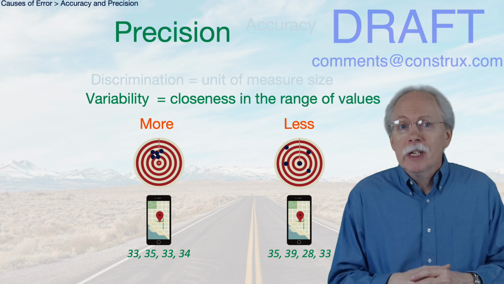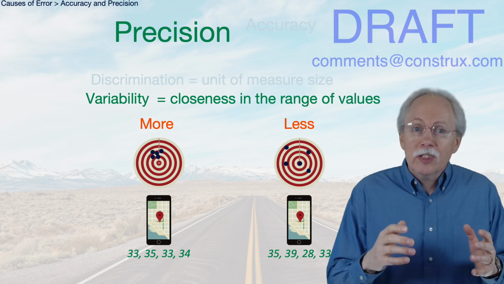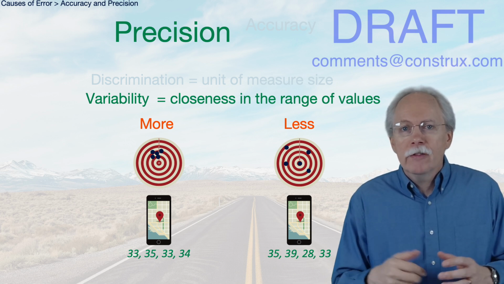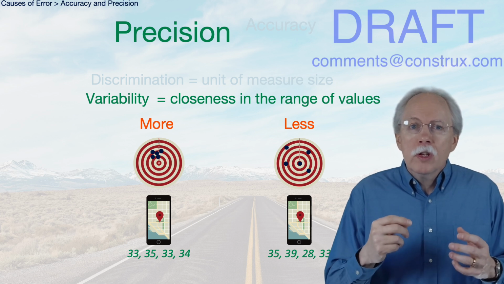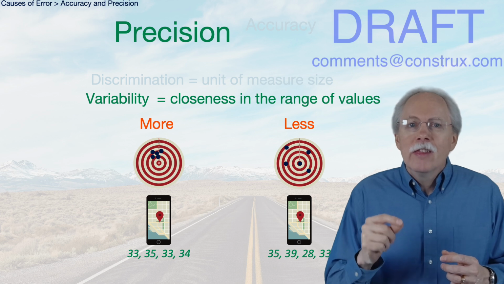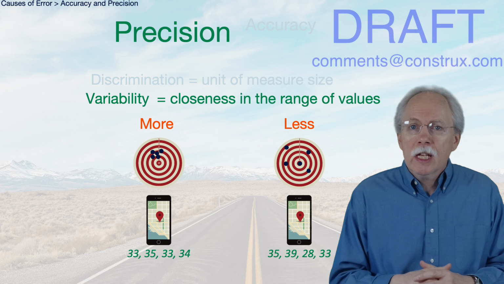Same thing if you look at multiple readings from a GPS system. If the variation in multiple readings to the same destination is small, we would say it is more precise than the one that had higher variation. However, we use the variation sense of precision a lot less in creating estimates than the discrimination sense of the word precision.